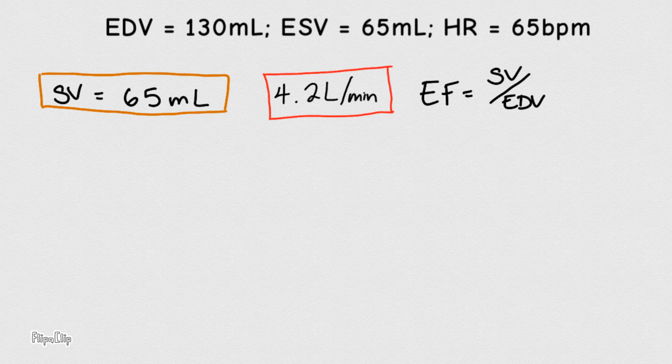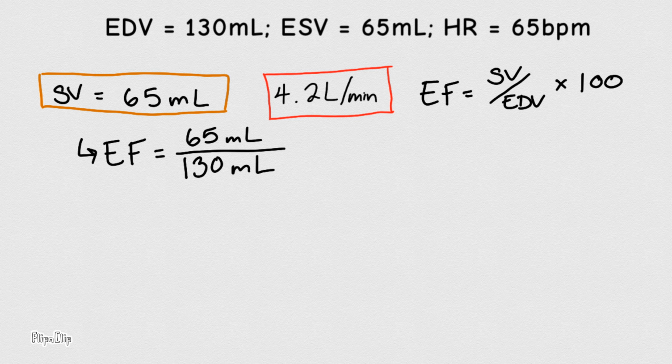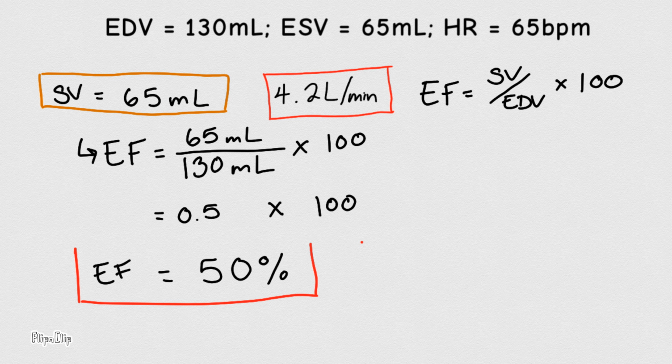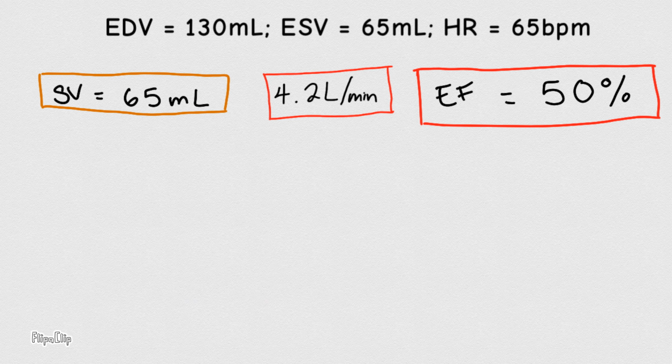Lastly, we have our ejection fraction, so we're going to go ahead and plug in our stroke volume again, as well as our EDV, and we're going to divide it and multiply by 100. We get 0.5 times 100, and that gives us 50%. So our ejection fraction is 50%.